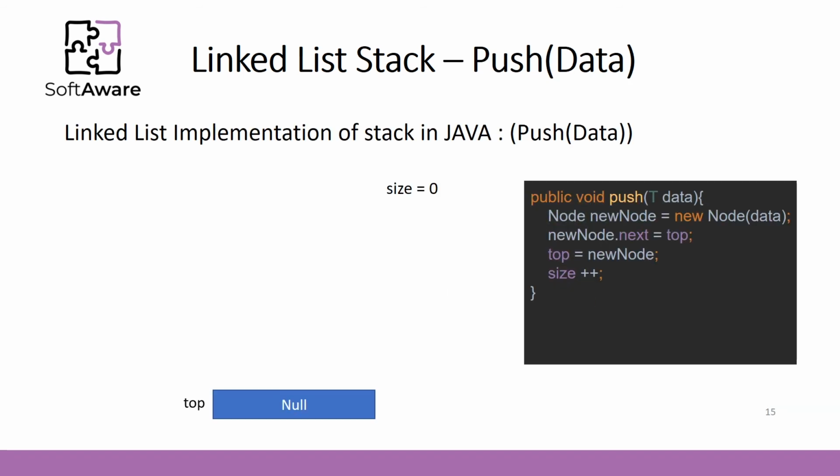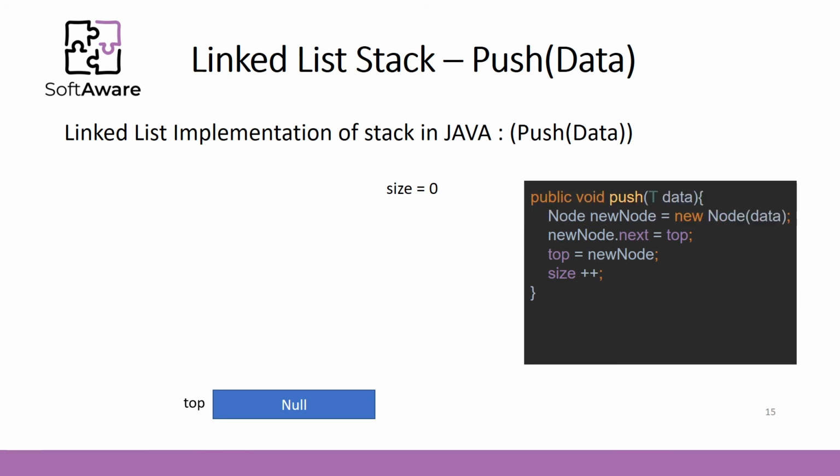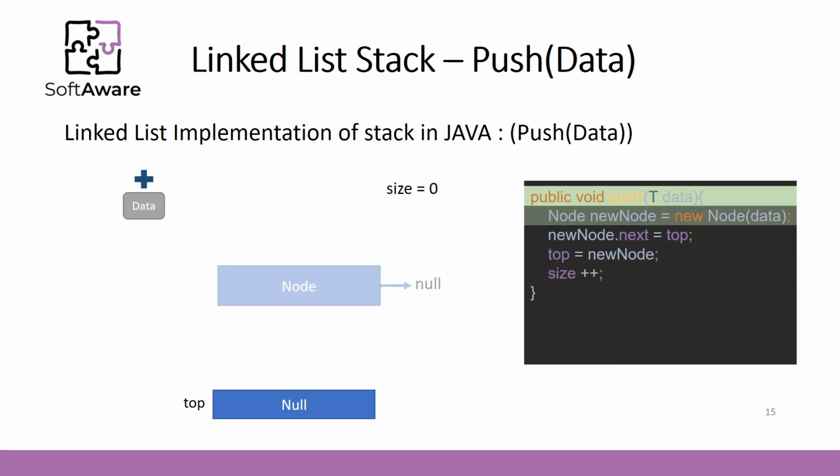The push method in a linked list stack implementation is performed as follows. Let's assume that we call the push method with some certain data. We need to create a new node with data that is not pointing to any other node at this moment.